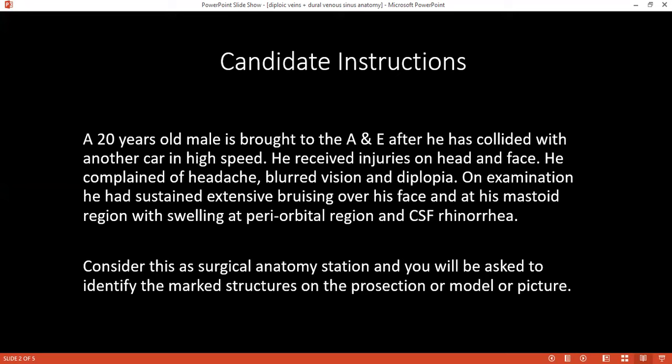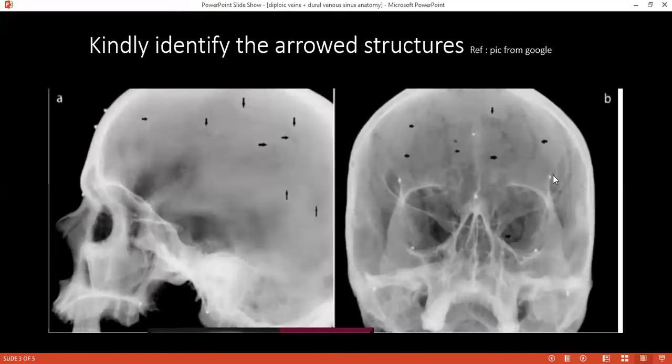Okay, so if you have read and understood, considering its surgical anatomy, kindly tell me what kind of image you are looking at in picture A and B? CT head. Okay. And what are these arrows pointing at?